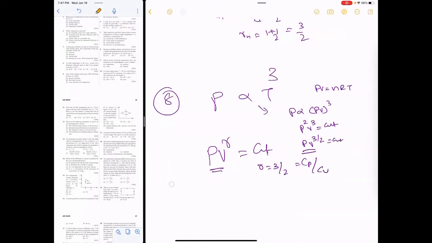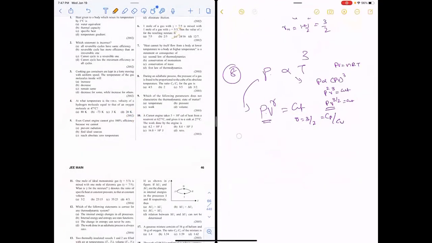So I am comparing this equation to this equation. Directly it is P and T, and I know P V power gamma is constant, so I changed it to P and V. Right? So Cp by Cv is equal to 3 by 2.